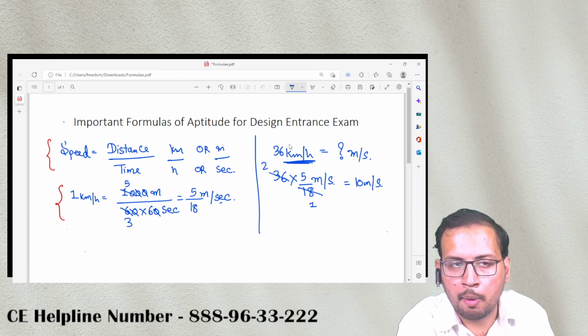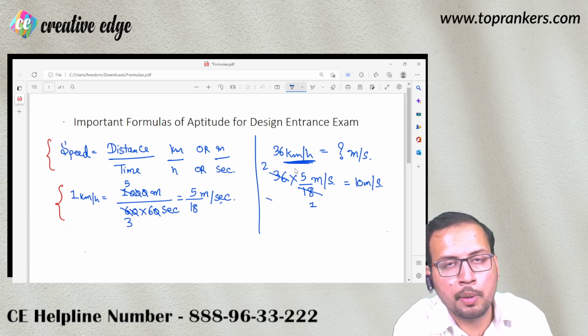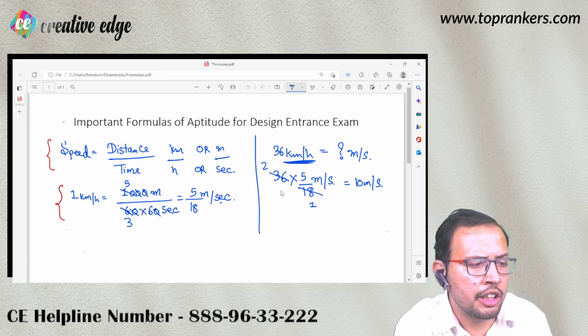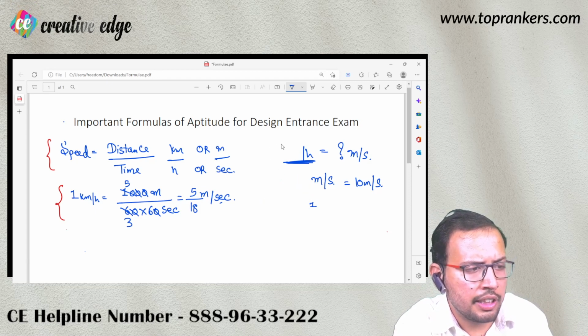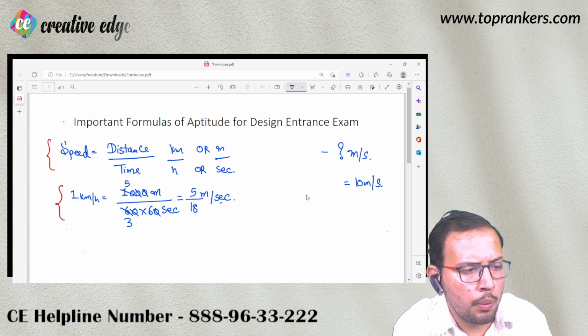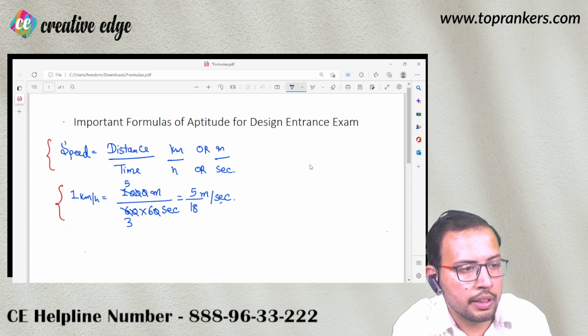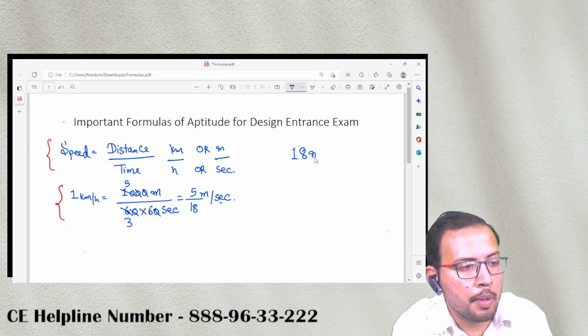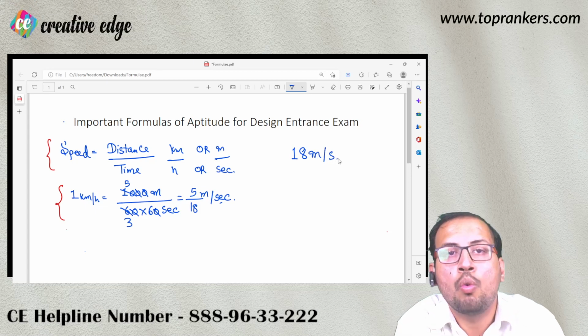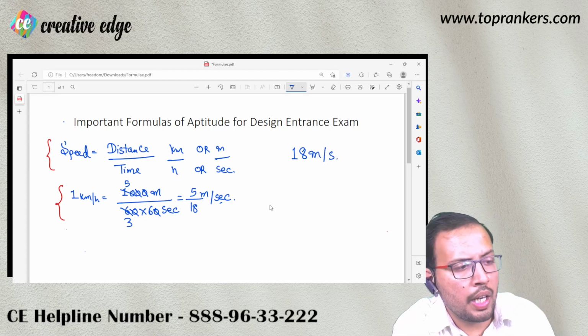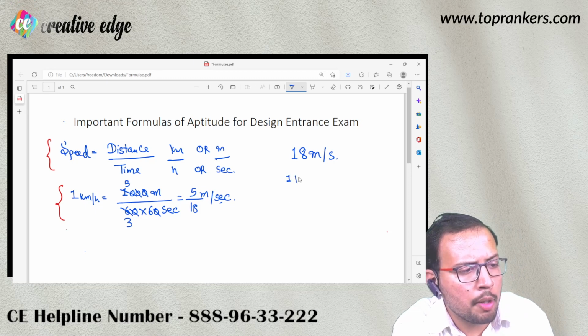Are you getting my point? So this is a simple illustration. Let us see one more illustration here. Let us say I wish to find out what 18 meter per second is. As of now, we know that 1 kilometer per hour is 5 by 18 meter per second.